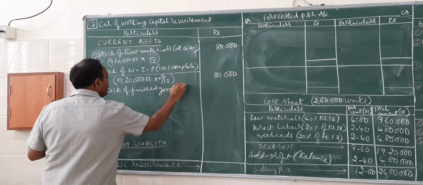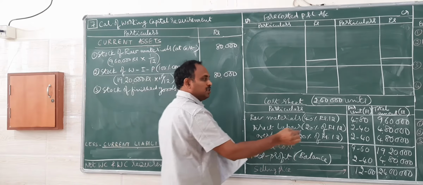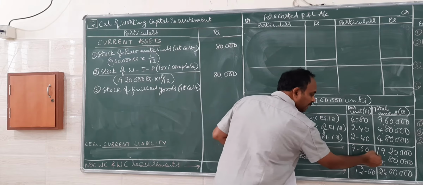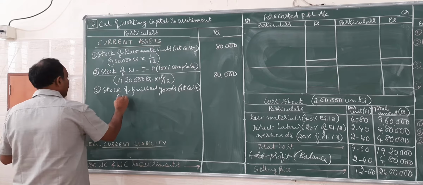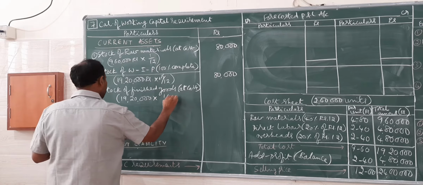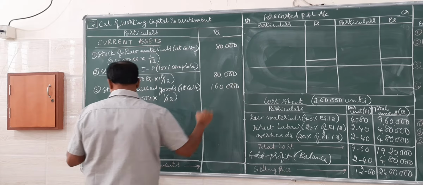Stock of finished goods, again at cost. At cost means finished goods is possible only when material, labor, and overheads are put together; only then does it become a finished product. So I will take again 19,20,000 total cost, and for 1 month it becomes 1,60,000 rupees.